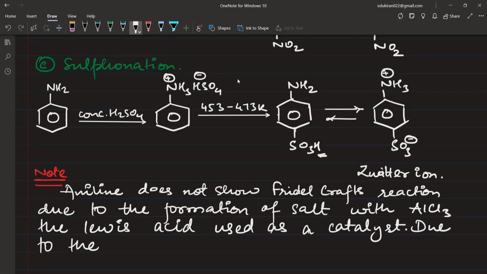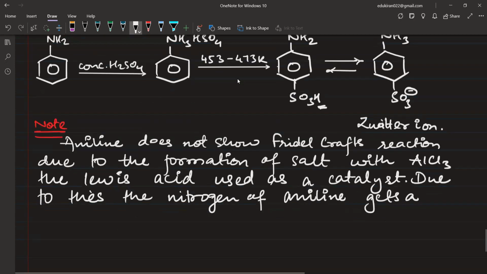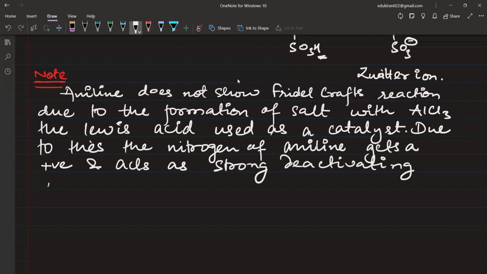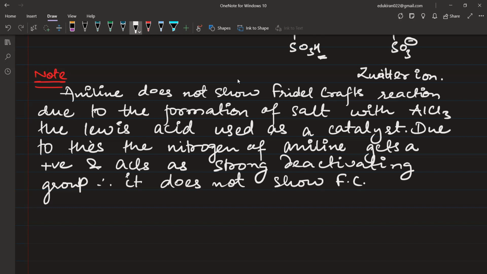Due to this, a salt will form, so what will come on the nitrogen? Positive charge. Due to this, the nitrogen of aniline gets a positive charge and acts as a strong deactivating group. Therefore, it does not show Friedel-Crafts reaction.